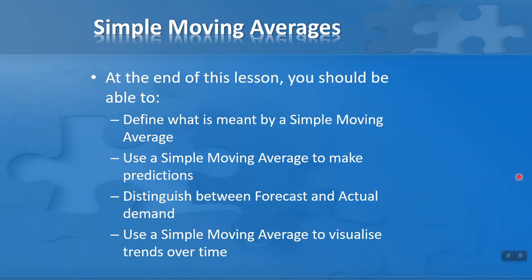So our objectives for this lesson are as follows. At the end of the lesson, you should be able to do the following. First, define what is meant by a simple moving average. Then we're going to use a simple moving average to make predictions. We're also going to distinguish between forecast and actual demand. And finally, we're going to use simple moving averages as a visualization tool to look at trends over time.